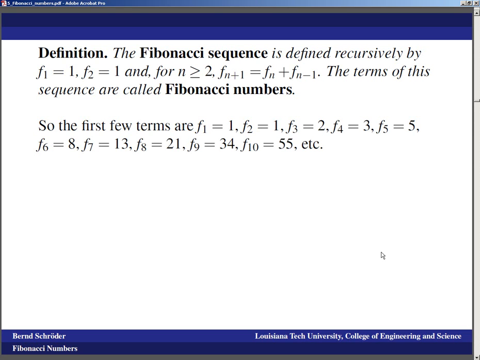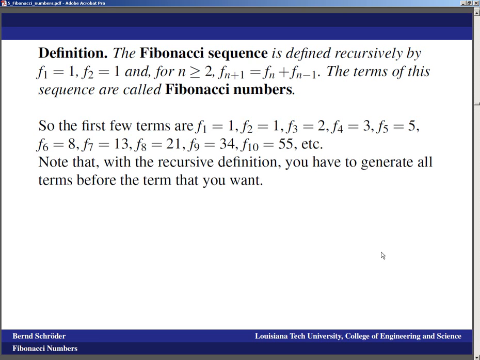The next one would be 89, right? You can see where this pattern is going. However, what you can see here is that with the recursive definition, you have to generate all the terms before you can get the term that you want, and that is rather cumbersome. So at the end of this presentation, we will also find a direct formula for the Fibonacci sequence. So yeah, computing F100 would take quite a while.